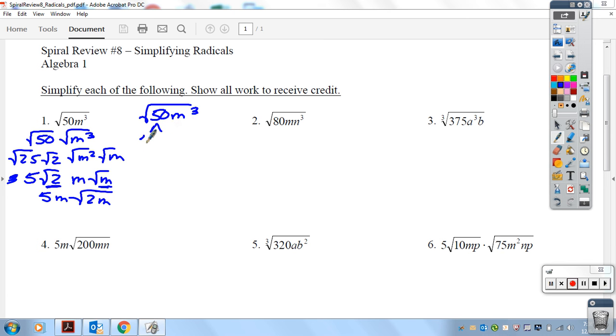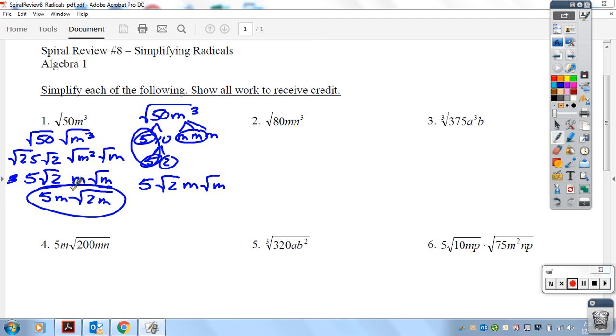So 50 is 5 times 10, 5 the prime. 10 is 5 times 2, they're both primes. Every time you have a pair, they get to go to the prom, 2 stays home. M to the third, you could technically deal with this. It's m and m and m. There's a pair, it goes outside. There's one solo, it stays inside. Still we get 5m rad 2m.